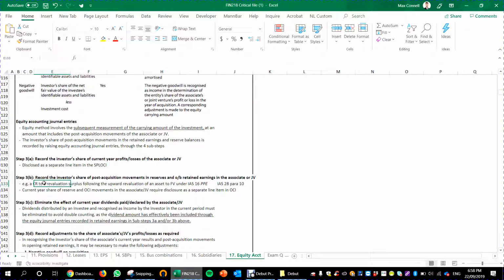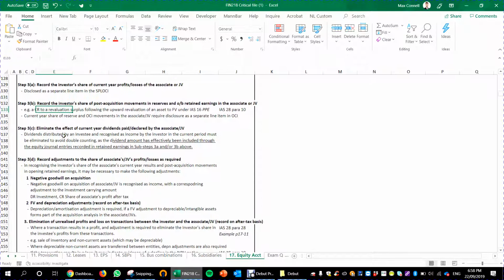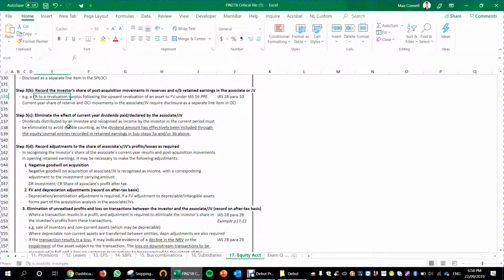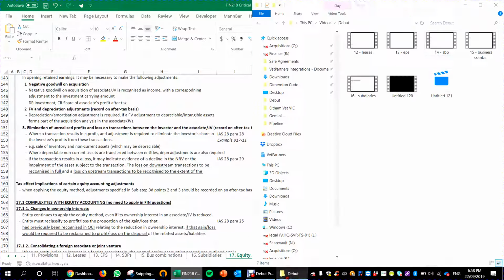The second step is to record the investor's share of post-acquisition movement in reserves and opening balance retained earnings in the associate or JV. Step 3 is to eliminate the effect of current year dividends paid or declared by the associate or JV. And then the final one, record adjustments to the share of associate or JV profits or losses as required. So you'll go through each of these steps in the accounting.